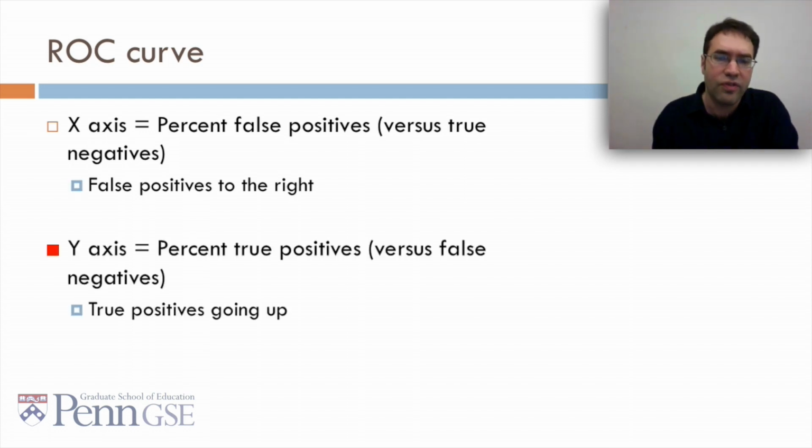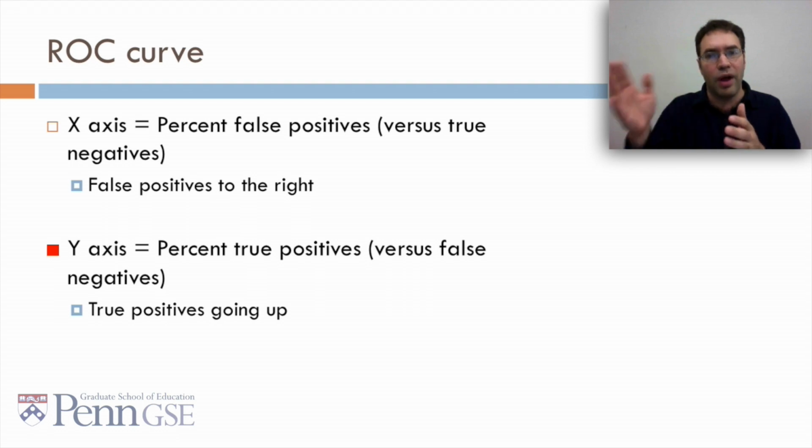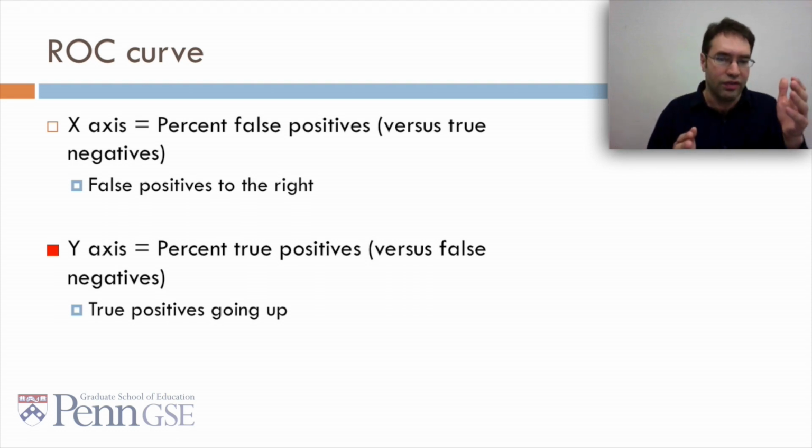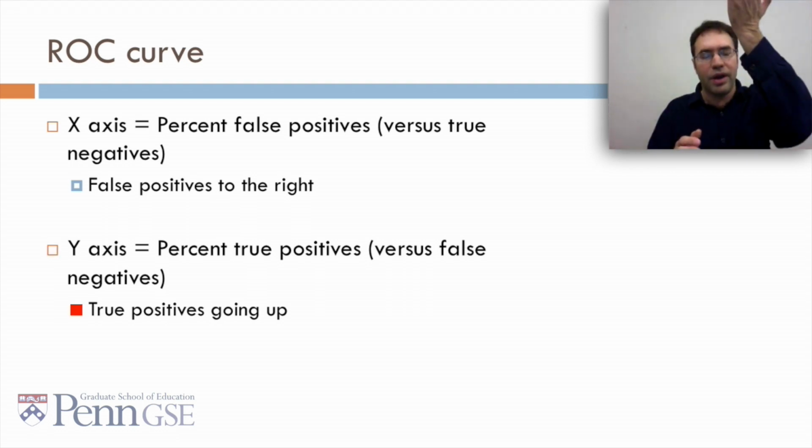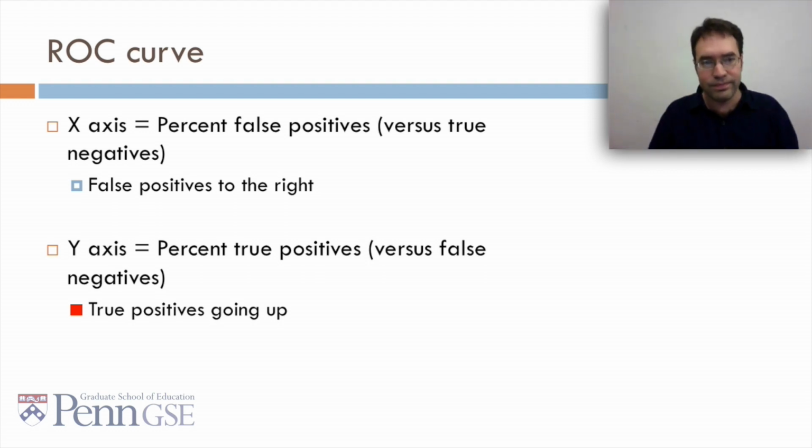The y-axis graphs the relationship between true positives and false negatives. So of the data that's truly positive, of the data that's 1, what percentage of them do we say are true positives versus false negatives? And the true positives go up and the false negatives go down.